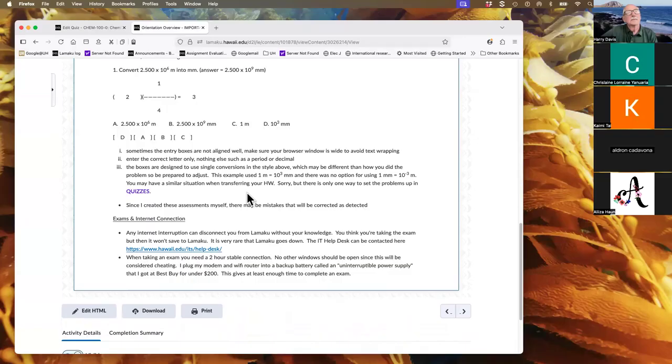So here's the other problem with doing things online. So in this example, we use this conversion factor. 1 meter is equal to 1,000 millimeters. And there is no option to use 1 millimeter is equal to 1,000th of a meter. That wasn't available up here, right? So you had to use this one.